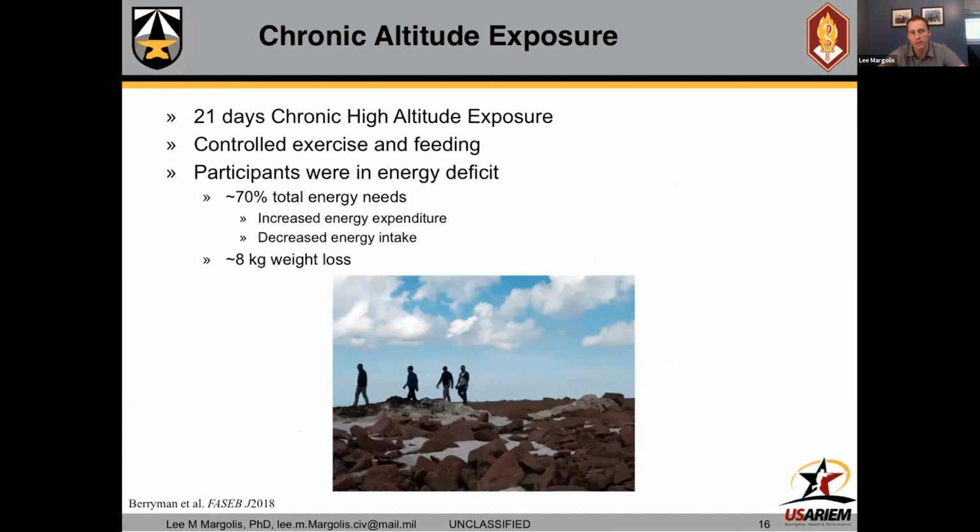So now shifting back to our Pikes Peak study and looking at the chronic high altitude data, this was 21 days of high altitude exposure. We controlled exercise and feeding during this investigation. It is important to note that participants were in an energy deficit throughout their time at high altitude. This ended up being about 70% of total energy needs, so a pretty severe deficit. This was the result of a combination of increased energy expenditure and decreases in energy intake, and this ultimately resulted in an 8-kilogram weight loss over that 21-day period. So it's important that when we talk about this chronic high altitude data, it is in the context of a combined high altitude exposure and energy deficit exposure.